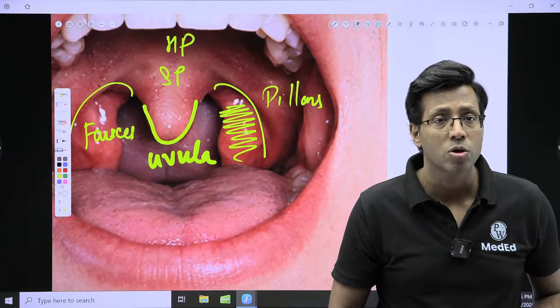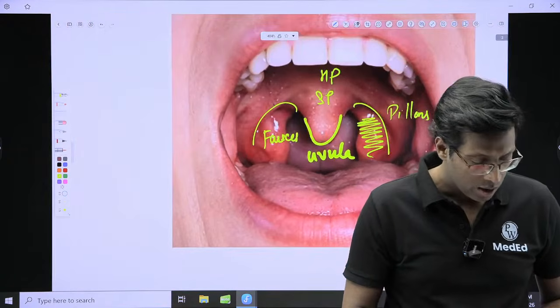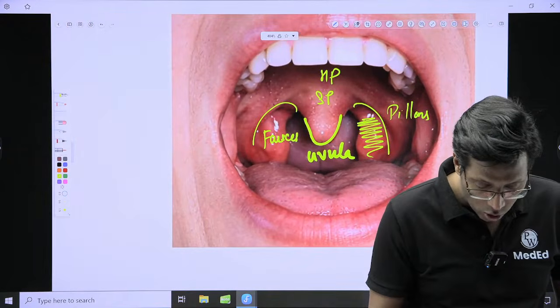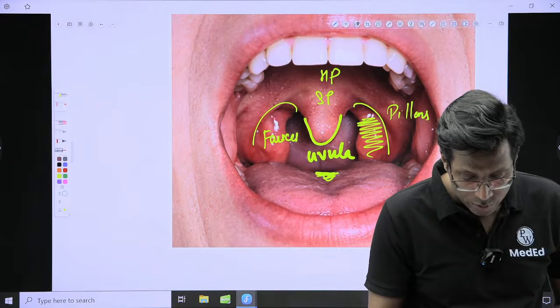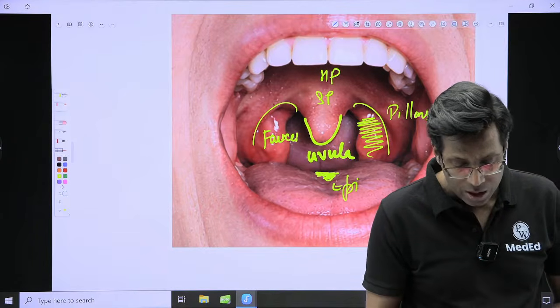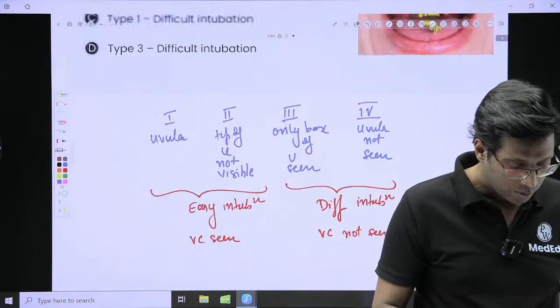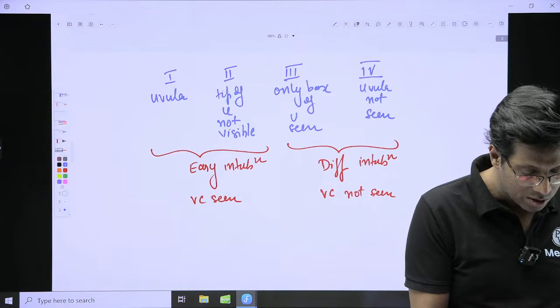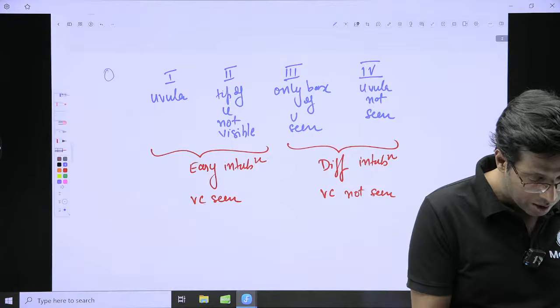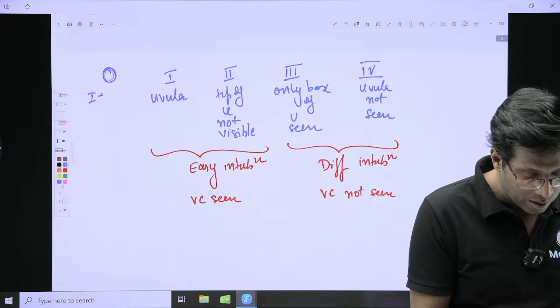Dr. Dhanush says zero, epiglottis visible. If you can see the epiglottis over here, which is normally not seen, that becomes Mallampatti class 0. That won't be asked so much, but remember, in case of Mallampatti 1, if you can see the epiglottis, it is called Mallampatti class 0.